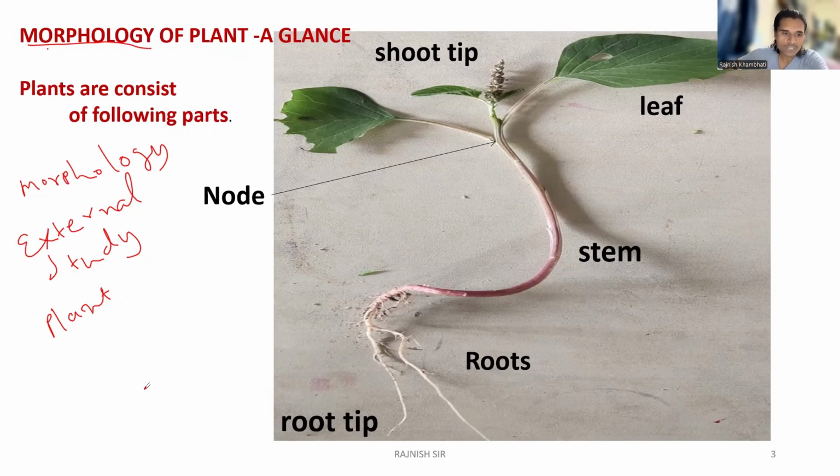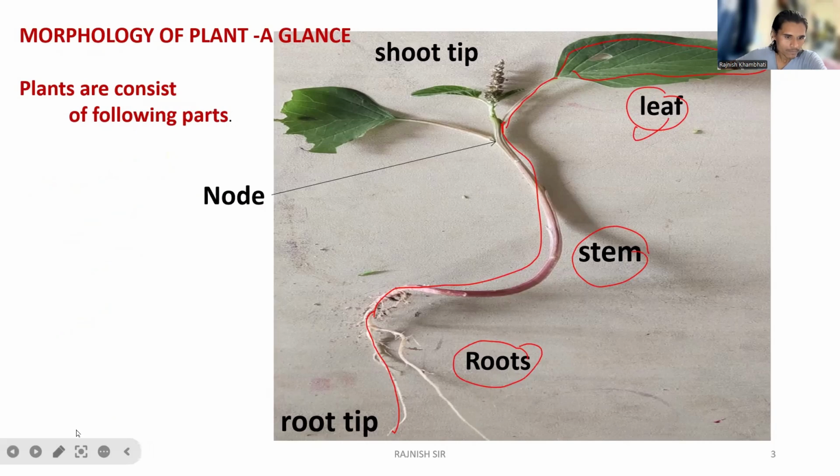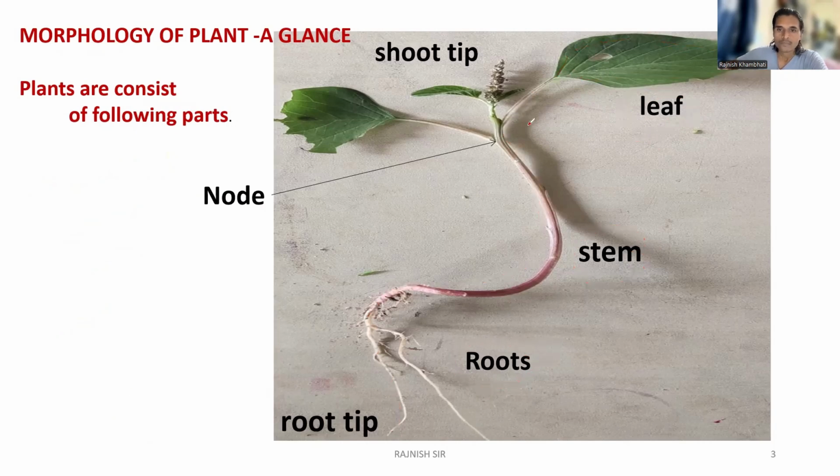What do you see in the plants? It's called its morphology. Like we can see that a plant has a leaf. The leaf is attached to the stem. If this is the stem, at the end, this is the root. So three structures are there: root, stem, and leaf.